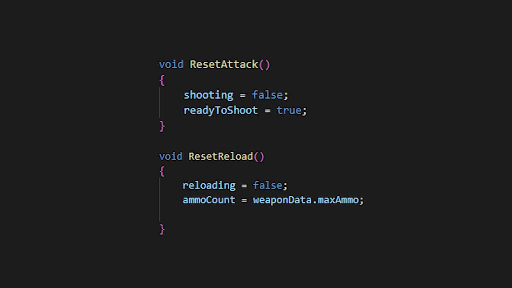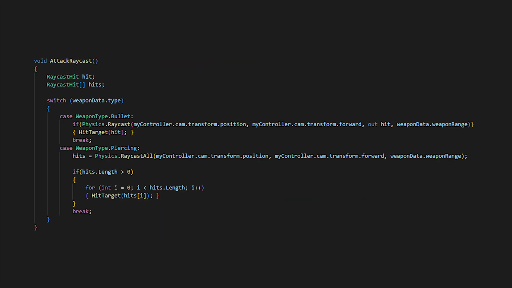Moving on to our attack raycast behavior, which switches functionality based on the weapon data's weapon type. The first being a simple bullet, which can hit one target and cause the hit function, as well as our piercing bullets, which cause this hit function on all hit targets when the attack distance is reached.